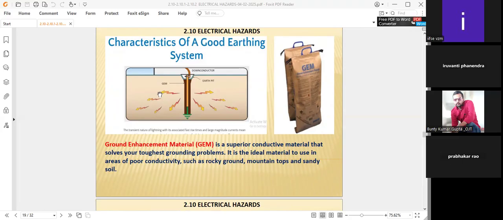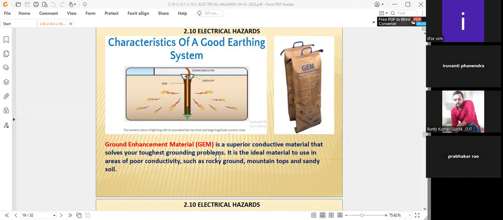Definitely, in case the soil condition is not proper, we have to use that GEM, and the layer and all, and then sand. Like this, we will be protecting your earthing system. That's why it is a superior conductive material that solves your toughest grounding problems.